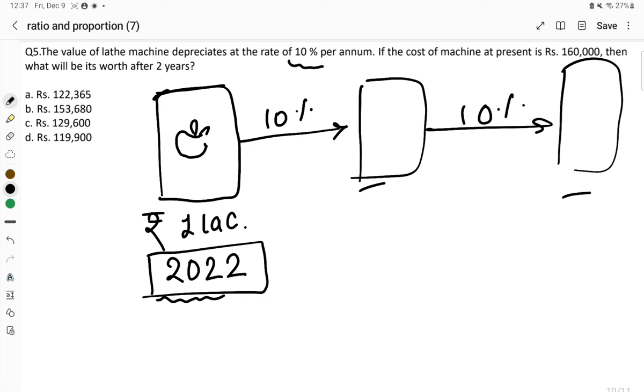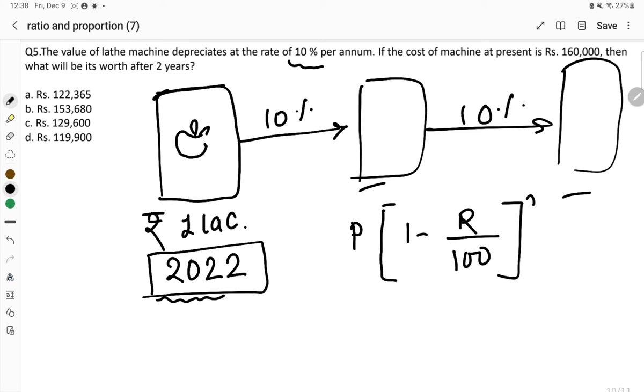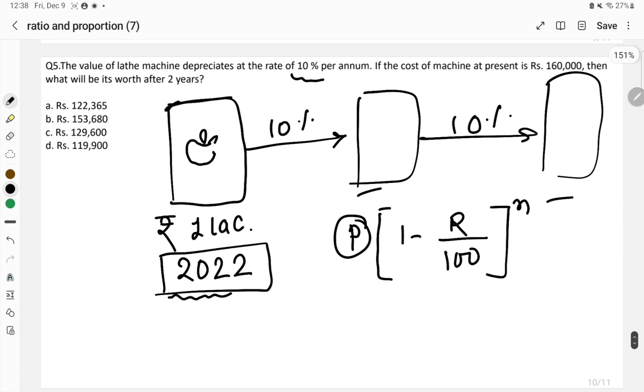To calculate that, I'll give you one formula. The formula is P into (1 minus R upon 100) raised to n. So ma'am, what is P, what is R, what is n? P is the 1 lakh rupees, the worth right now. Rate R means by what percent it is reducing, by what percentage the rate of that particular phone or any device is getting reduced. And what does n denote? N denotes after how many years we have to find that particular value of the phone.